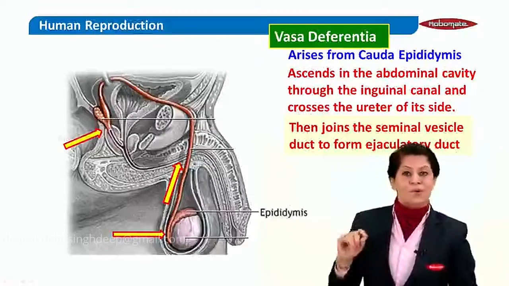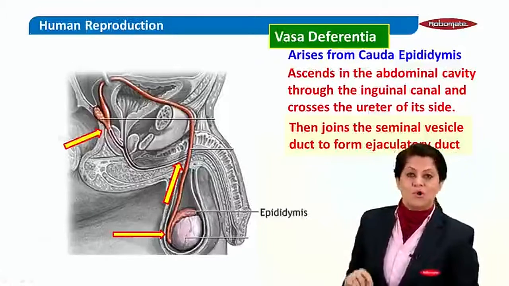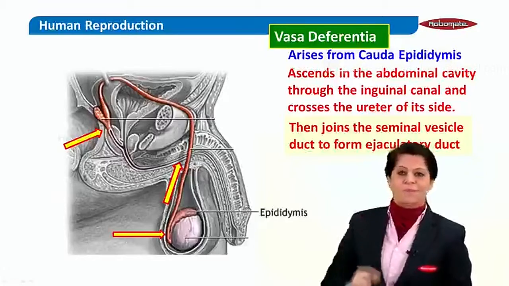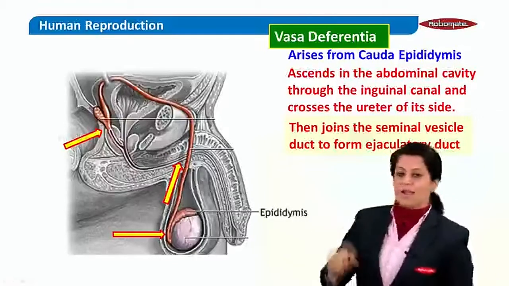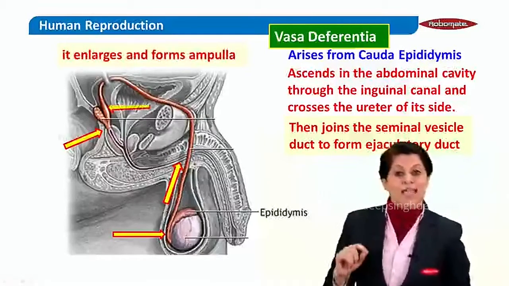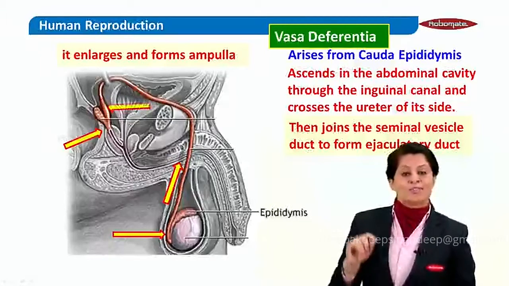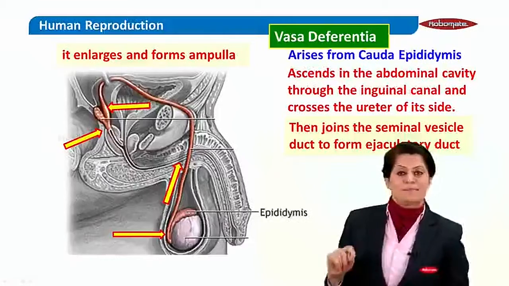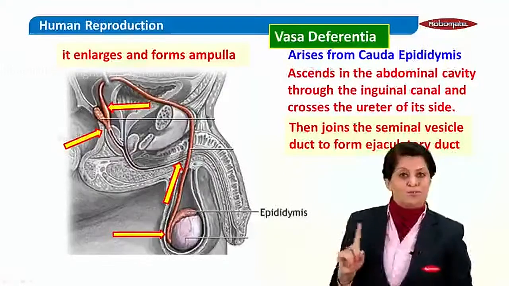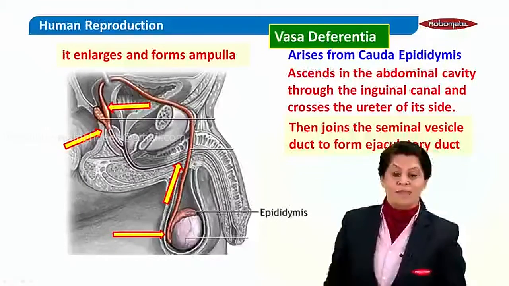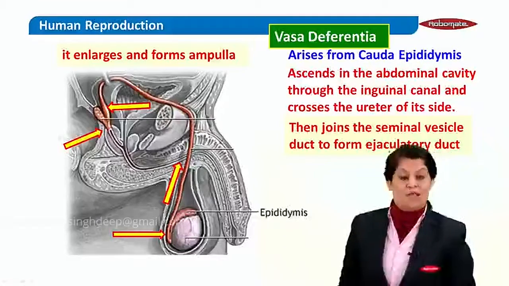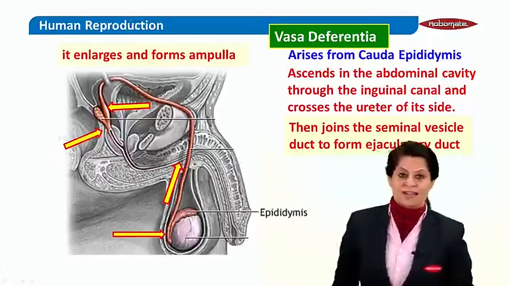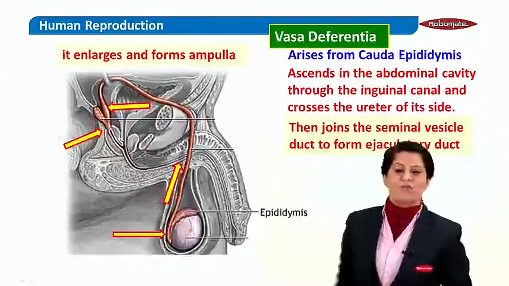So we say it joins the seminal vesicle duct to form an important structure called as the ejaculatory duct. But before vas deferens joins the seminal vesicle duct, students, it swells up a little bit. Watch there, the swelling called as ampulla. So this ampulla, then the vas deferens leads to the seminal vesicle duct. They fuse together to form ejaculatory duct. But what exactly is ejaculatory duct? We'll see it in a short while.